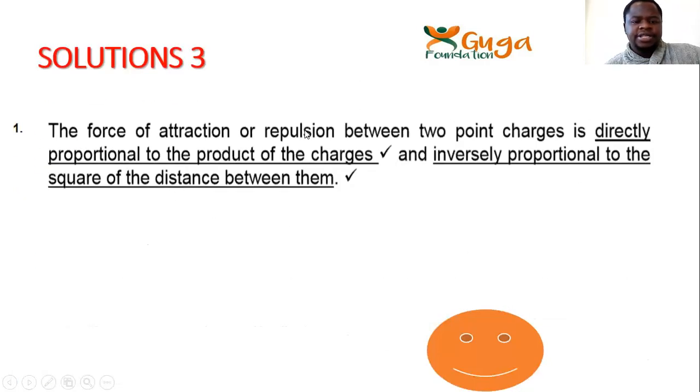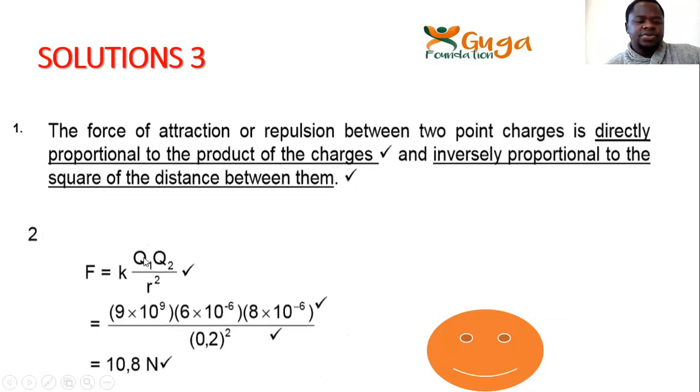So the force of attraction or repulsion between 2 point charges is directly proportional to the product of the charges and inversely proportional to the square of the distance between them. That's Coulomb's law. Number 2, F is equal to k Q1 Q2 over r squared. So you put your constant k, 9 times 10 to the power 9, then your Q1, it was 6 multiplied by 10 to the power negative 6, then your Q2 is 8 multiplied by 10 to the power negative 6, over 0.2. Don't forget to square here. Don't forget to put squared here for you to get 10.8 Newton. So that's the magnitude of the force.